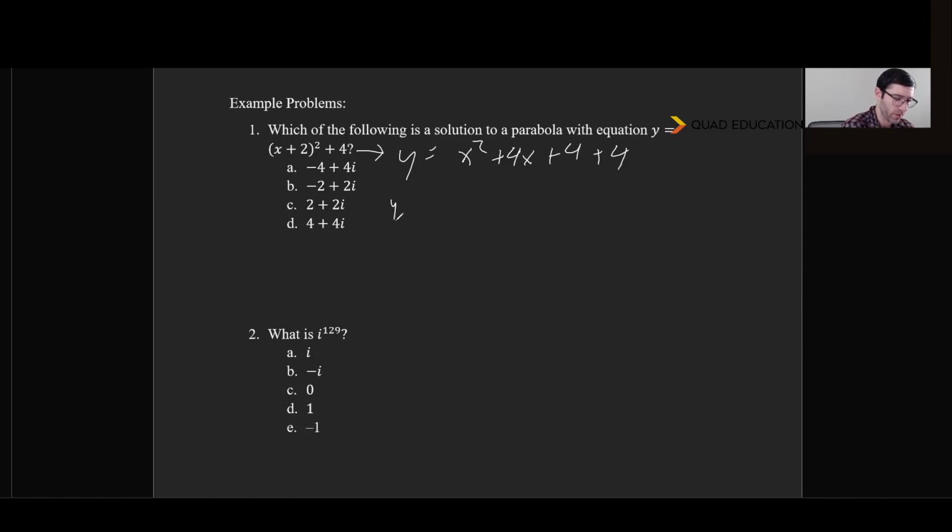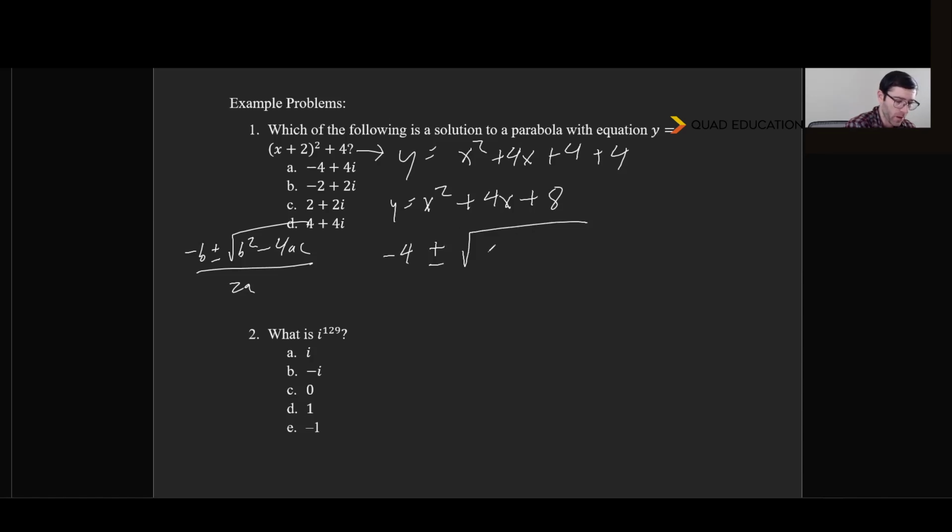That's going to give us y equals x squared plus 4x plus 8. Then we're going to take that into the quadratic formula, so I'll just sketch it here for reference. Negative b plus or minus the square root of b squared minus 4ac, all over 2a. And we're going to say, okay, negative b, that's negative 4, plus or minus the square root of 4 squared minus 4 times 1 times 8. And so that's all going to be over 2.